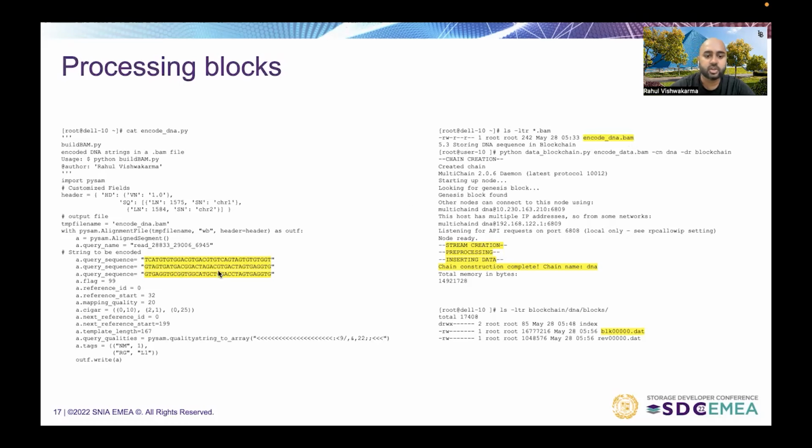For this genomic data, and for demo purposes, we have used MultiChain, this blockchain. Here we are just pushing this actual file, this BAM file, which is the genetic sequence, to a blockchain, and we are naming it DNA over here. So here the stream was processed and data was inserted, and if we see this, a block is created.